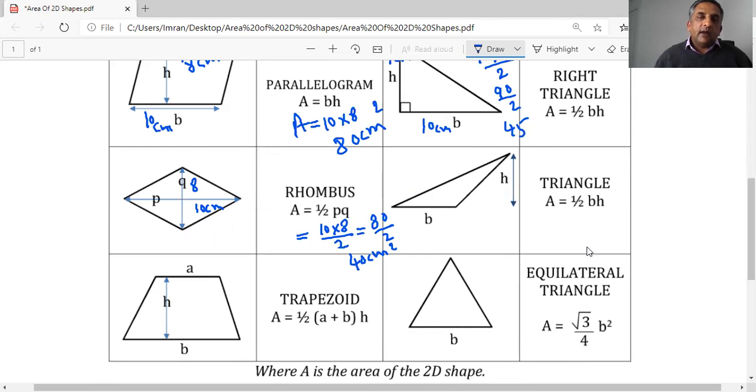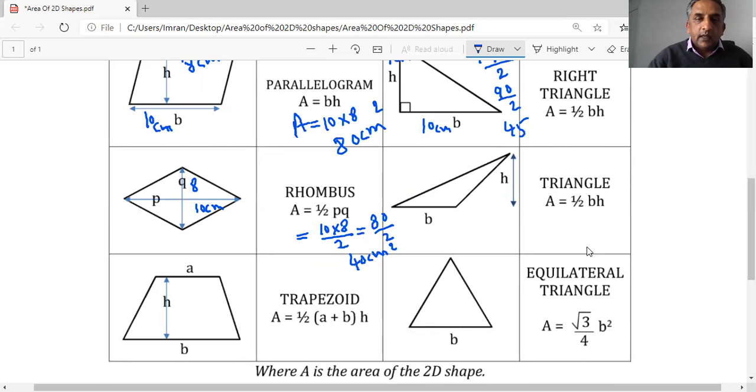Then comes another triangle, which we have already done: base times height divided by 2. This is a slightly different triangle, because here you may get confused about what the height is. They always give you the height on the side, just to let you know that this is the height, and they can give you the length. Because we have already worked it out, I'm not going to do it again. You just do base times height, and whatever answer you get, you divide it by 2.